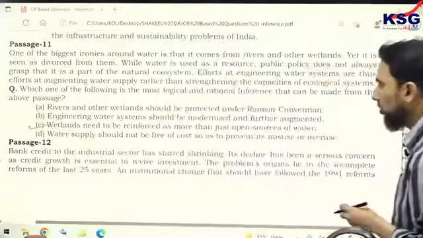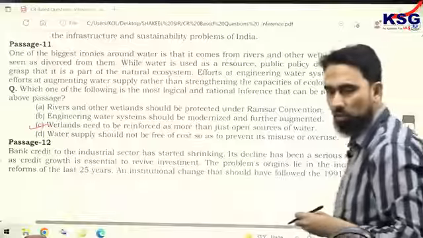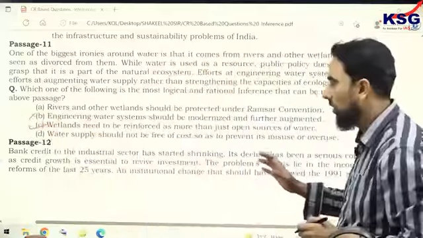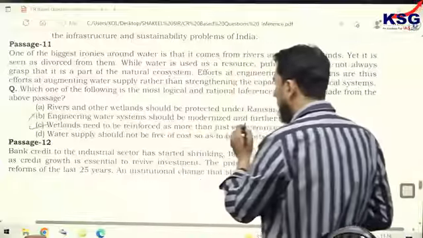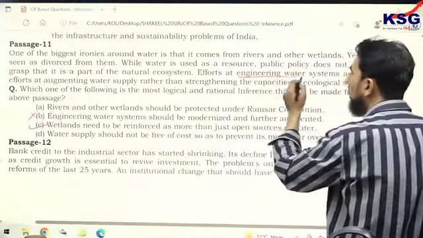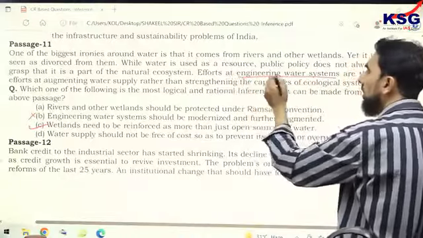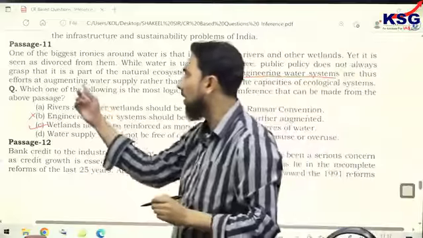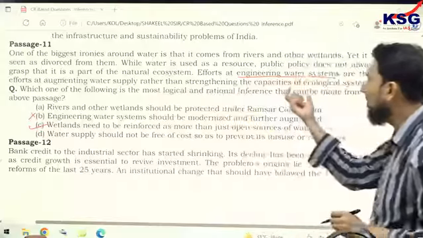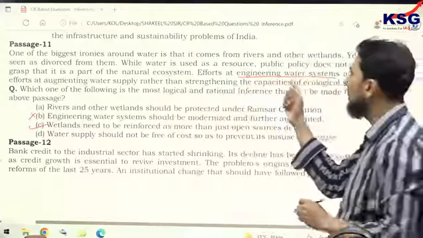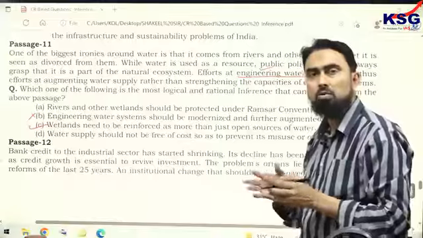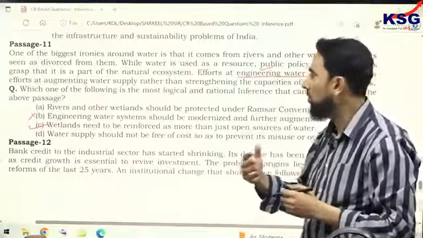Wetlands need to be reinforced as more than just open sources of water. Now, in case anyone has chosen option B, they have been trapped by the matching word trick. Engineering water systems should be modernized and further augmented, whereas engineering water systems is mentioned in the passage but not doing its job properly. The author says efforts at engineering water systems are thus efforts at augmenting water supply. Augmenting means to strengthen water supply rather than strengthening the capacities of the ecological system. So that is the existing problem with the engineering water system, that it does not take care of the sources of water, rather it is only focused on supply of water.